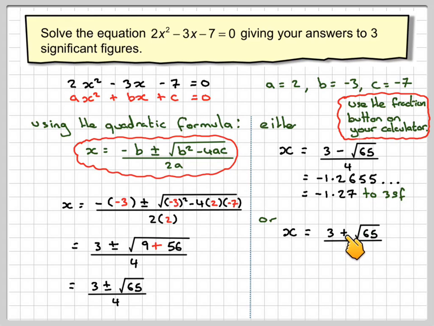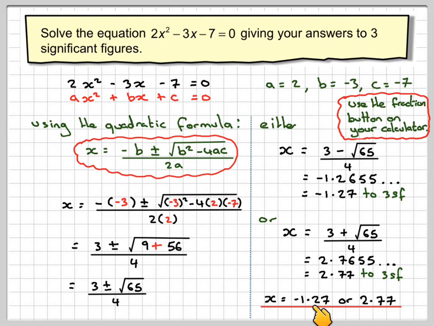Or x is equal to 3 plus the square root of 65 over 4. Again, using the fraction button, or going back and using the replay button and changing that minus sign to a plus. Again, that will give you 2.7655, which will give you 2.77 to three significant figures. Right, so our two answers are x is equal to minus 1.27 or 2.77.